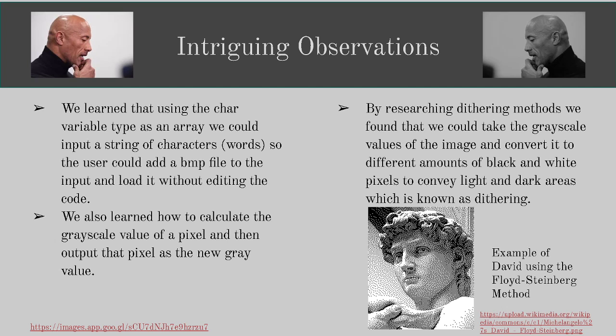We also learned how to calculate the grayscale value of a pixel and then output that pixel as the new gray value. And then by researching dithering methods, we found that we could take the grayscale values of the image and convert it to different amounts of black and white pixels to convey light and dark areas, which is what dithering is known as. And pictured below is an example of the David using the Floyd-Steinberg method of dithering.